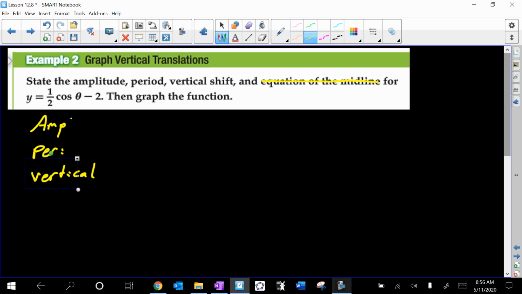So to start with, our amplitude, remember that is the value out in front. So our amplitude is going to be 1/2. Our period, again, is right after the cosine function, which in this case is 1 again. So we're going to take 360 divided by 1, which is 360. And then our vertical shift comes from the value of -2. Remember, we follow our intuition this time, so our vertical shift is -2.